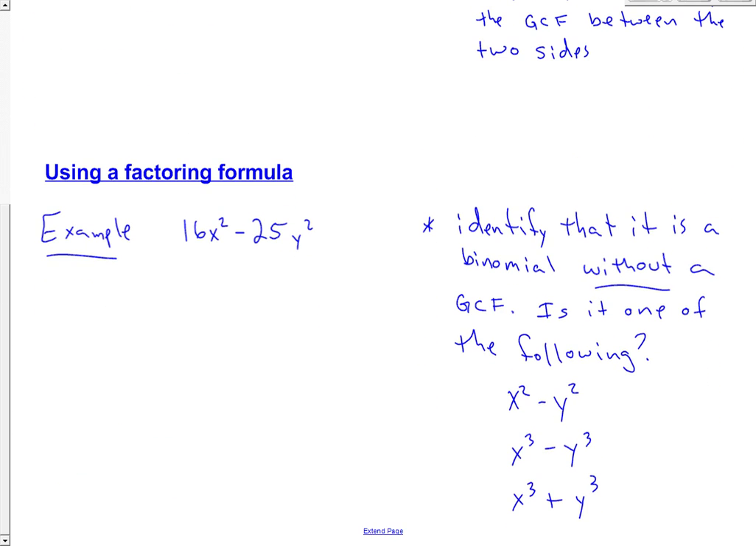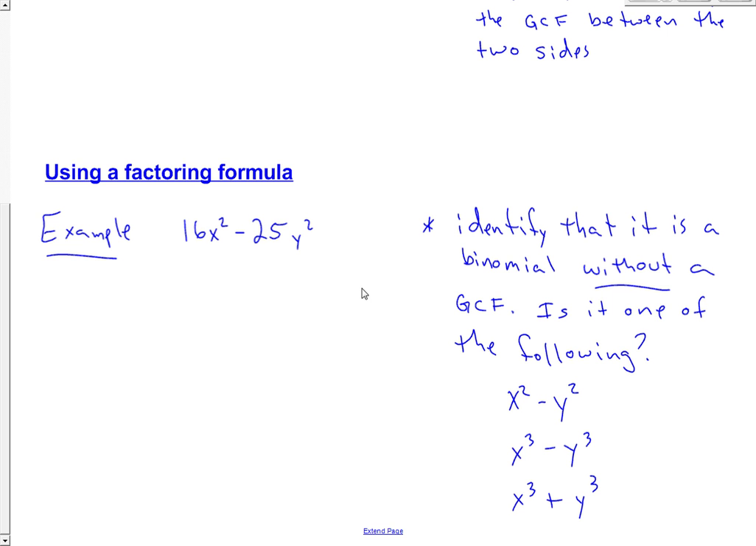Going on to this next example, we are using a factoring formula. First of all, when I look at this, I'm going to identify that this is a binomial without a greatest common factor. So I can't factor out a greatest common factor.